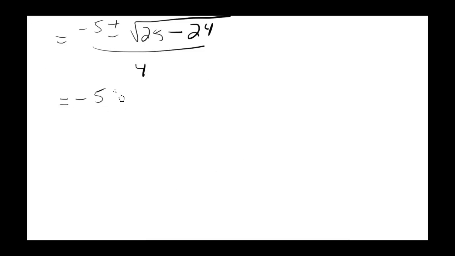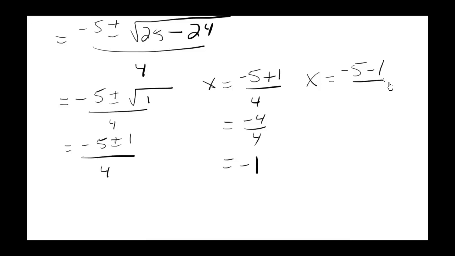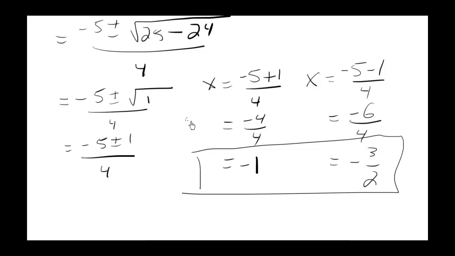which equals minus 5 plus minus the square root of 25 minus 24 is 1, over 4, which is minus 5, square root of 1 is 1, so plus minus 1 over 4. So we get solutions of minus 5 plus 1 over 4, which is, do the addition first, minus 4 over 4, which is minus 1, and our other answer is minus 5 minus 1 over 4, which is minus 6 over 4, and simplify, which is minus 3/2. And we get our two answers. Nothing to it. Alright, that'll do it for solving by quadratic formula.